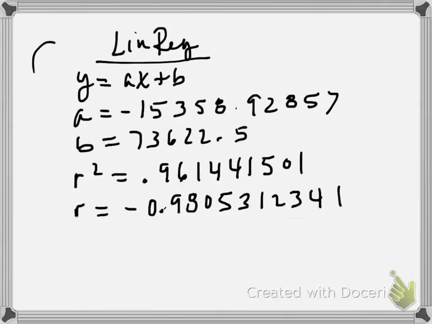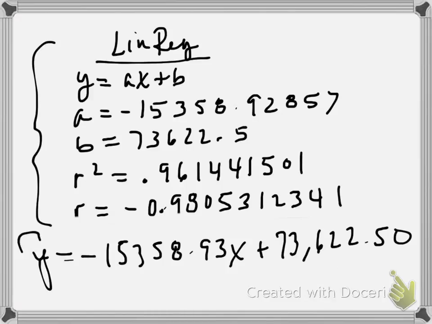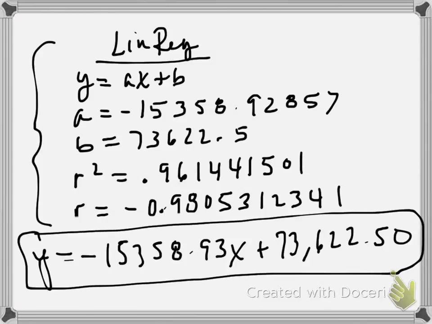And this is what you should see on your calculator. So let's write our model. Our model is going to be y equaling negative 15,358.93. Let's round to 2 decimal places. Plus 73,622.50. So here is our linear regression line. That's our model that we're going to be using now to make predictions.